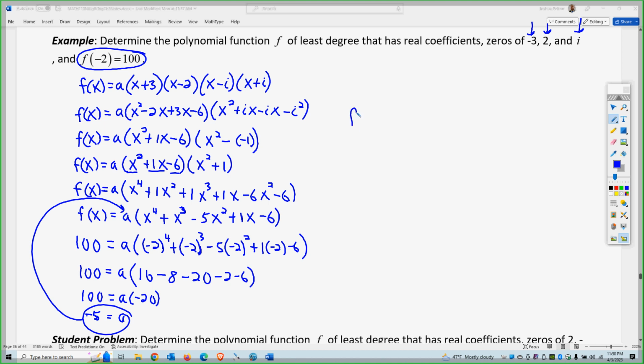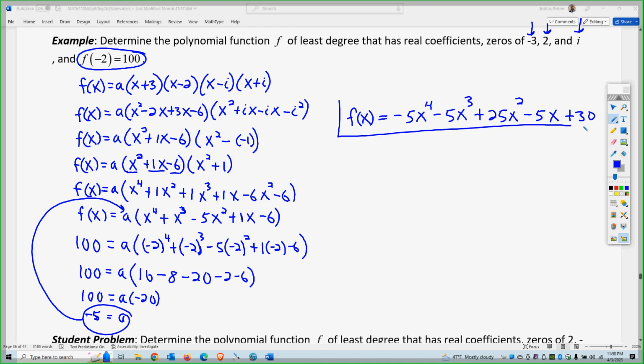So my actual function, just double check here. I think we're good. Yes, I'm just going to times it by -5. All right, so -5x to the 4th, -5x to the 3rd. Let's see, it's already a -5, so it'd be 25x squared minus 5x. So minus 5 times -6 is what, positive 30? Okay, so there's our function.